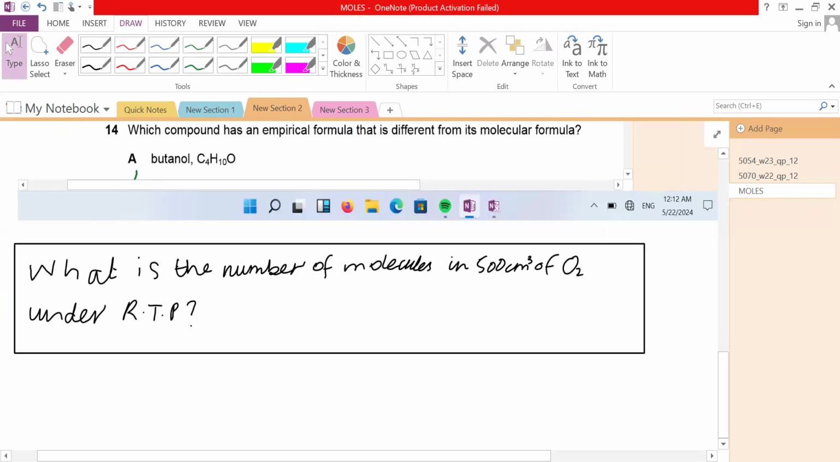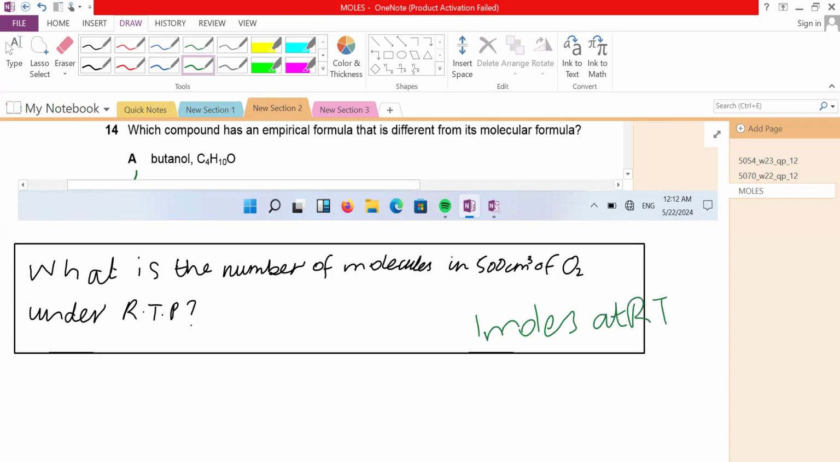Then here is another question. This type of question usually appears in past papers, especially in P1. What is the number of molecules in 500 cm cube of oxygen under RTP? RTP means room temperature and pressure. In this, we have to use the ratio method. As I told you previously, 1 mole of any gas at RTP equals 24 dm cube.